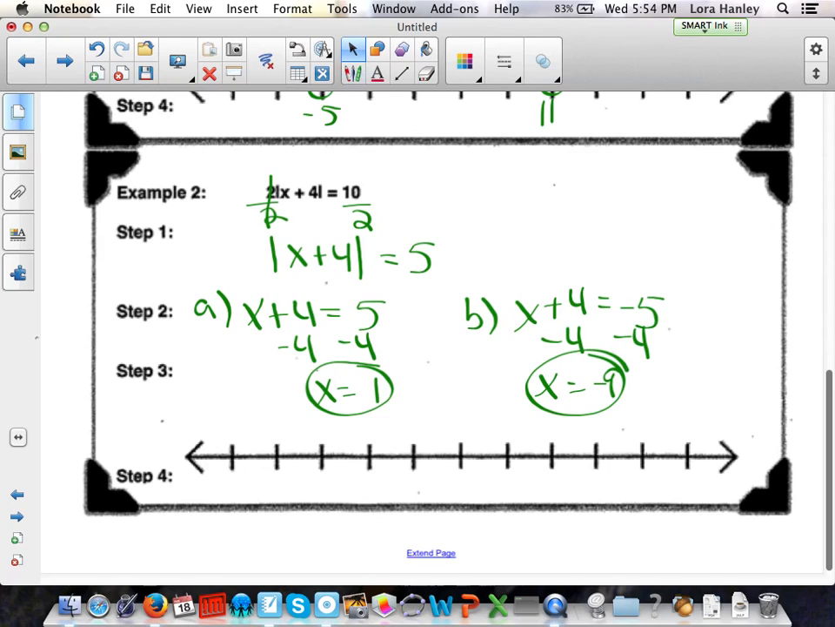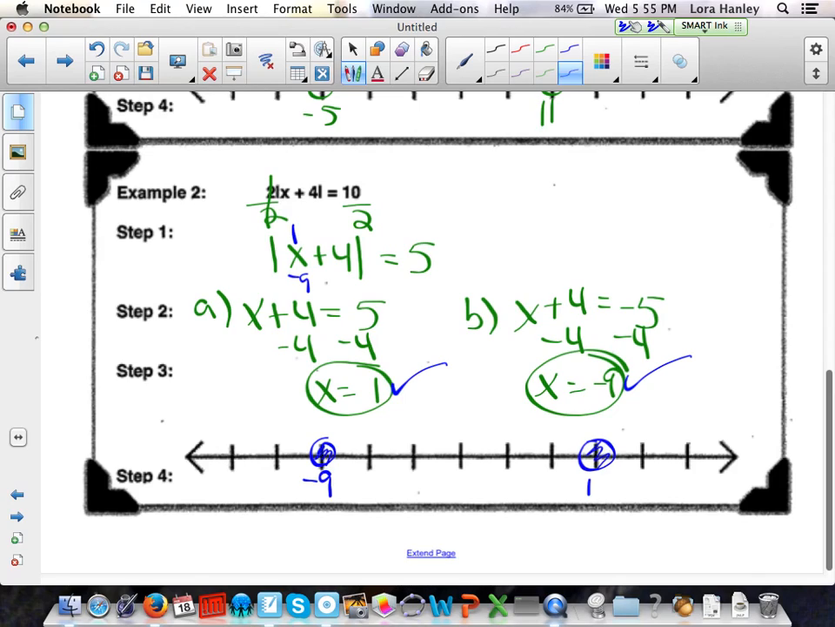So I'm going to do a mental check here. 1 plus 4 is going to give me 5. Absolute value of 5 is 5, so that checks. Negative 9 plus 4 is negative 5. Absolute value of negative 5 is going to give me 5. Also checks. So now if I go down, we can plot negative 9 and positive 1, and that's all there is to it.